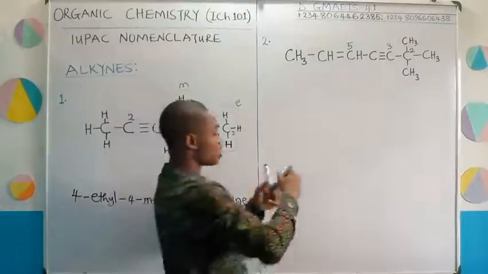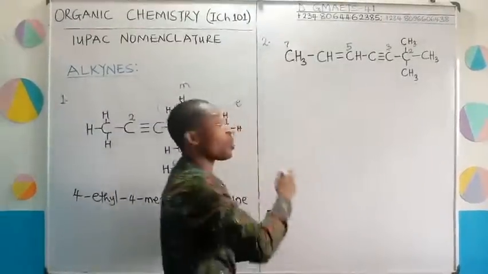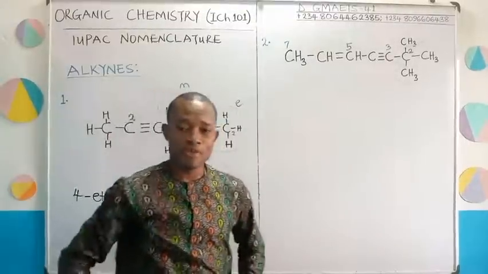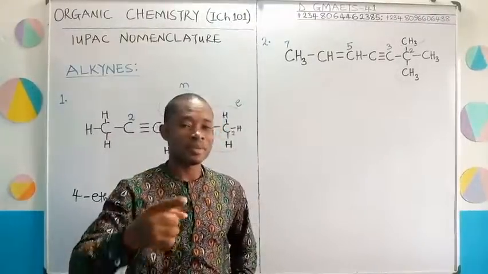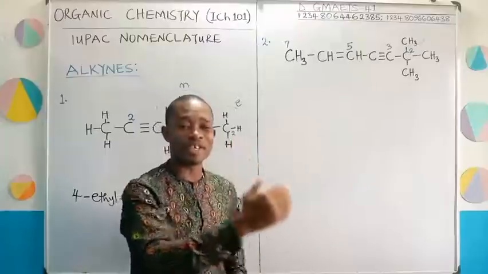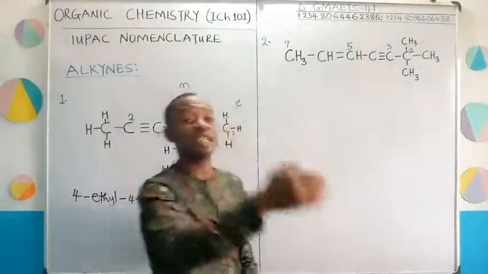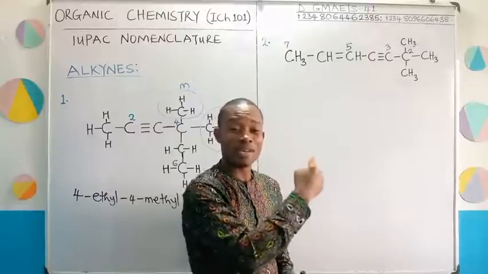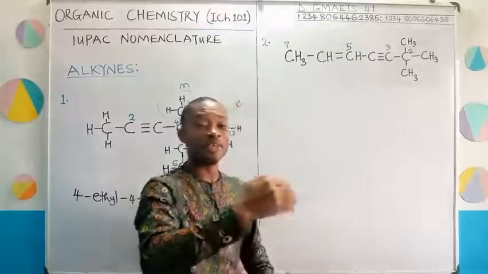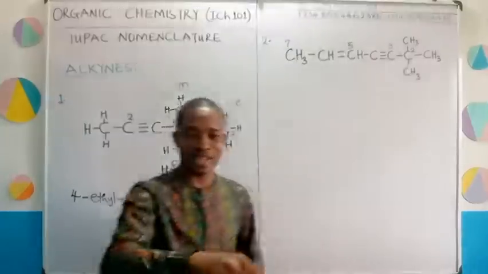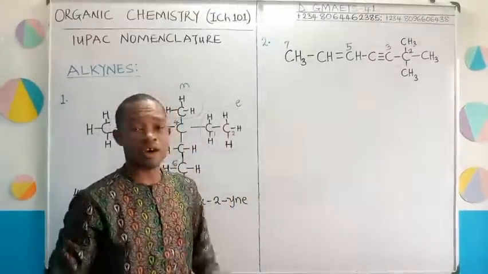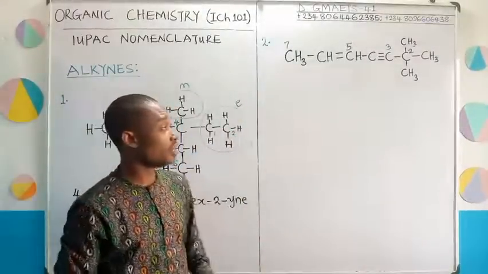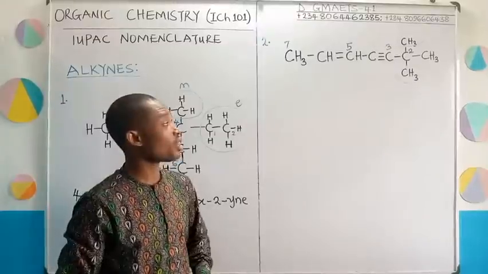I guess we are done. The longest chain is 7, as I said. So however you name this, the prefix is going to be hept. But remember, you respect that there is a double bond there. So you have hept something "-ene". And you also respect that the parent name will end in "-yne". So it's going to be something "-yne". The something there is the position of the carbon atom bearing this unsaturated bond. So let us go.